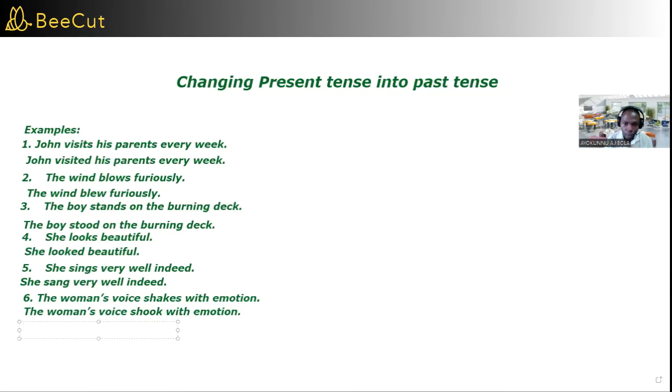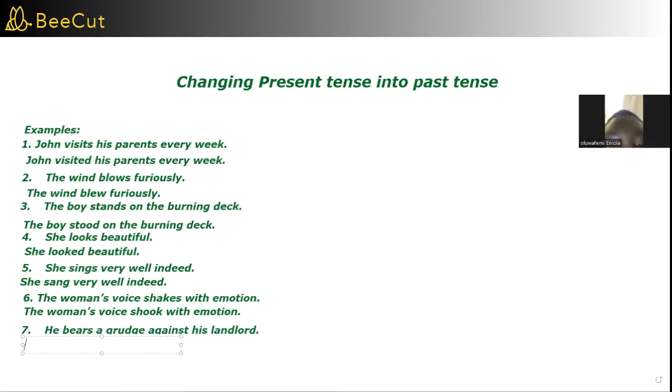So the next one is 7. He bears a grudge against his landlord. So I will need you now to try this. Eniola, I'm going to need you to try this. If he bears a grudge against his landlord, what do you think is going to be the past tense of this, Eniola? Mute yourself now and talk.